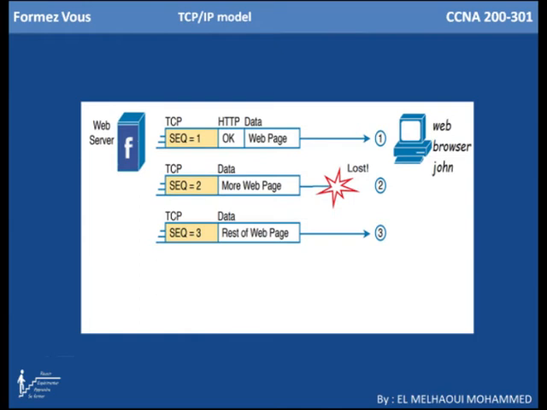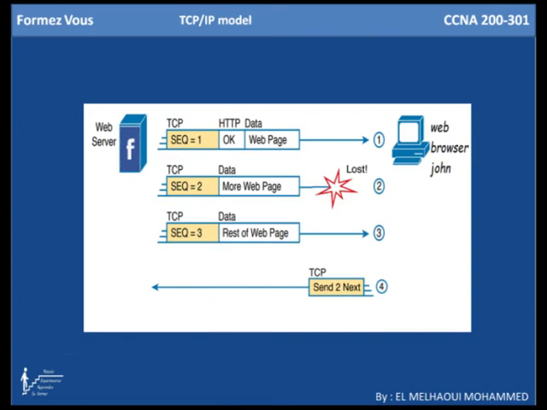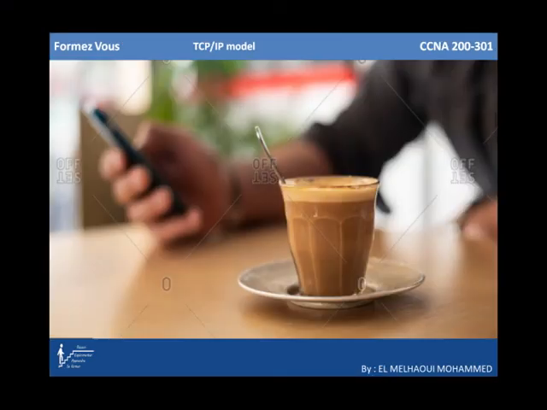That realization by John's TCP logic causes John to send a TCP segment back to the Facebook server, asking it to send message 2 again. In summary, the transport layer consists of the way to send the data, that means with error recovery or without, in a fast way or not. Now, I'll give you a few seconds as a little break, and we'll continue.